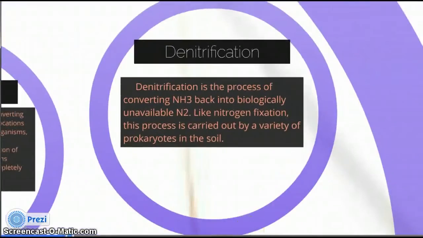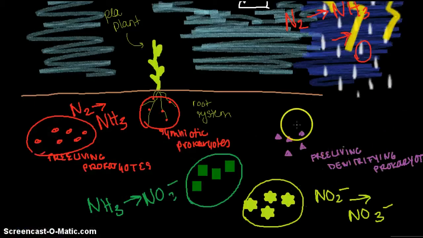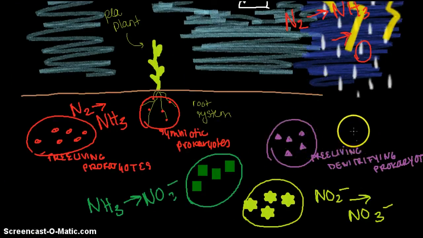Now the last step of the nitrogen cycle is denitrification, and it's the process of converting NH3 and NO2- and NO3- back into unavailable N2. So I'm just going to draw that out here for you. It's done in the soil like the last two processes by these free-living denitrifying prokaryotes. I'm just going to draw one of them out. Back to N2.